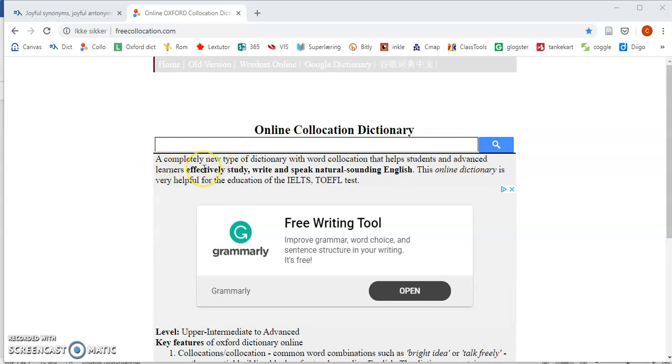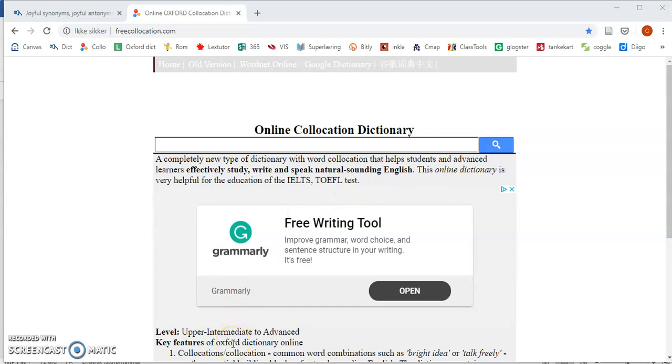And you also see here a description of the collocation dictionary that I used most. It says, a new type of dictionary with word collocation that helps students and advanced learners effectively study, write, and speak natural sounding English. So if you use words that collocate with each other, you get what we refer to as idiomatic language. That means that you sound like a native speaker, not in terms of pronunciation, but in relation to the vocabulary and the expressions that you use.